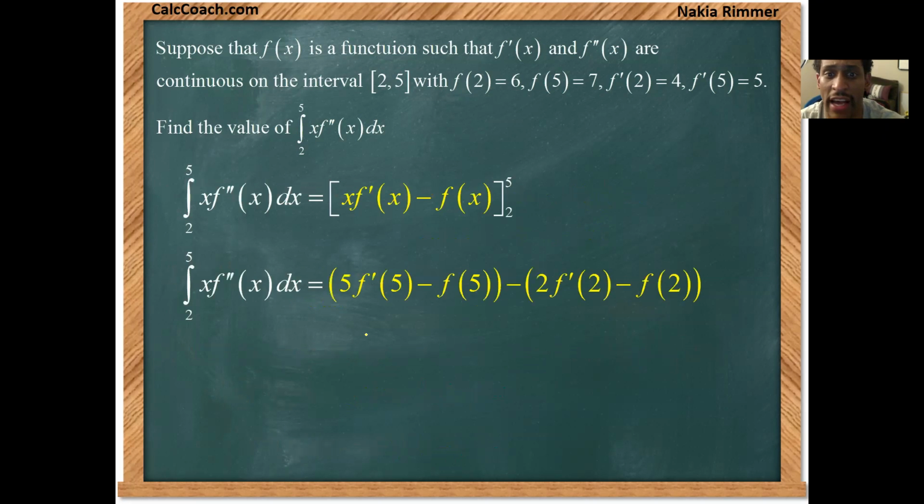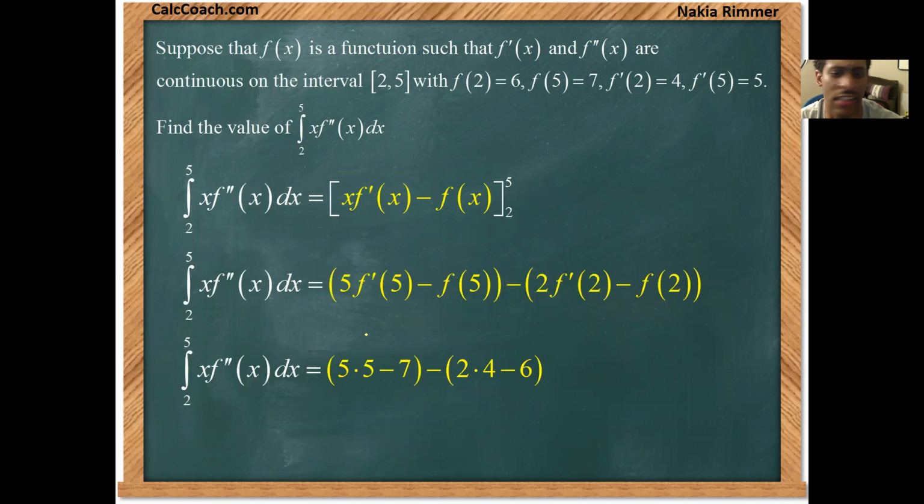5 times f prime of 5 minus f of 5, minus 2 times f prime of 2 minus f of 2. And we have all the information we need from the given points. The fact that f prime of 5 is a 5, f of 5 is a 7, f prime of 2 is 4, f of 2 is 6. Plug these in and we're done with discussion.